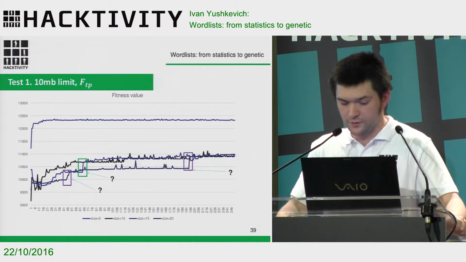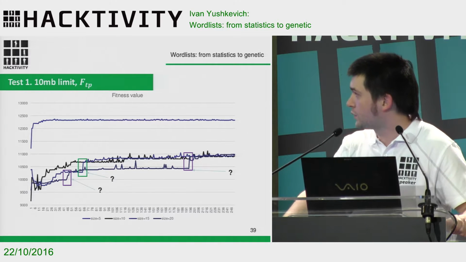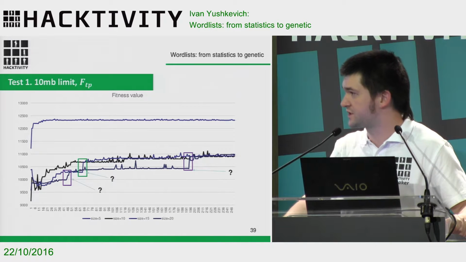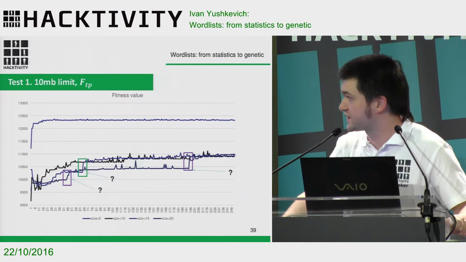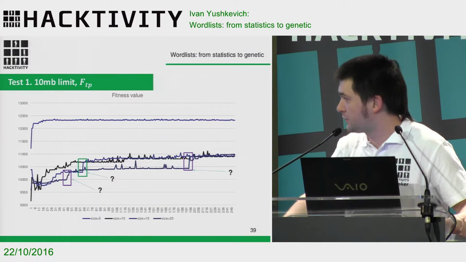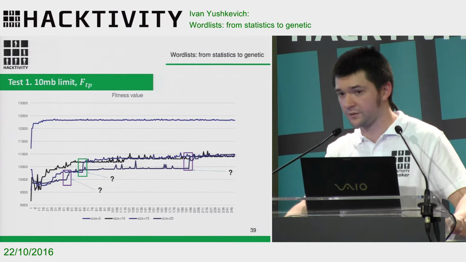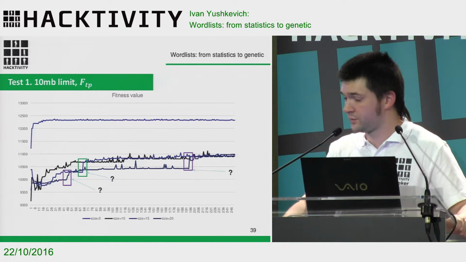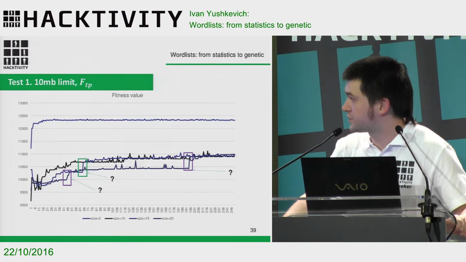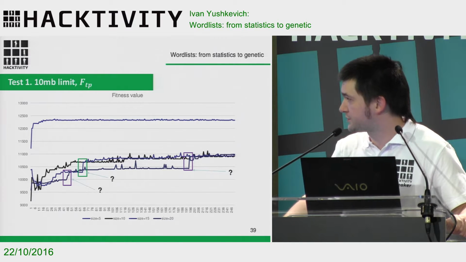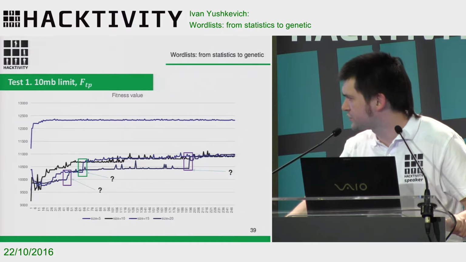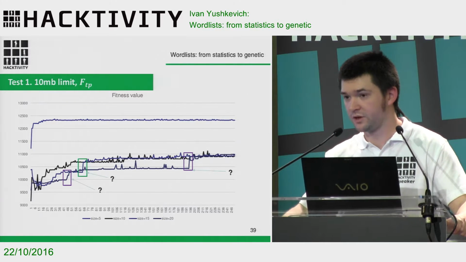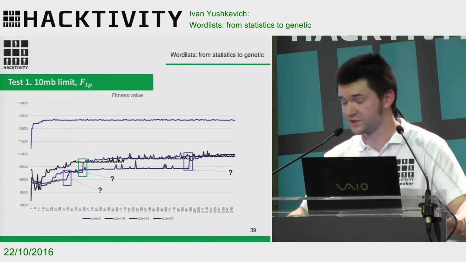On this slide, the first test was used: the limit is 10 megabytes and the fitness function is for total passwords. On this slide you can see that the population with the chromosome size of 5 dictionaries got better results than the others. And you can also see some hops for chromosome size 20 where something happened and the further individuals become better and better than the previous one.